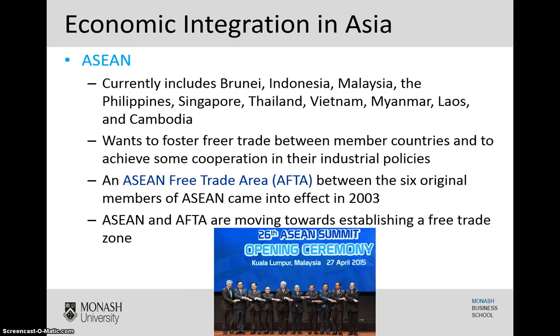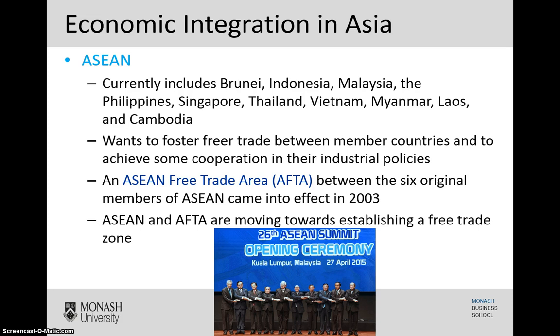Let's move now to economic integration in Asia, and by far one of the largest within that region is the ASEAN Agreement, which is the Association of Southeast Asian Nations, and it currently includes the countries of Brunei, Indonesia, Malaysia, the Philippines, Singapore, Thailand, Vietnam, Myanmar, Laos, and Cambodia. So some key countries within that Southeast Asian region here.